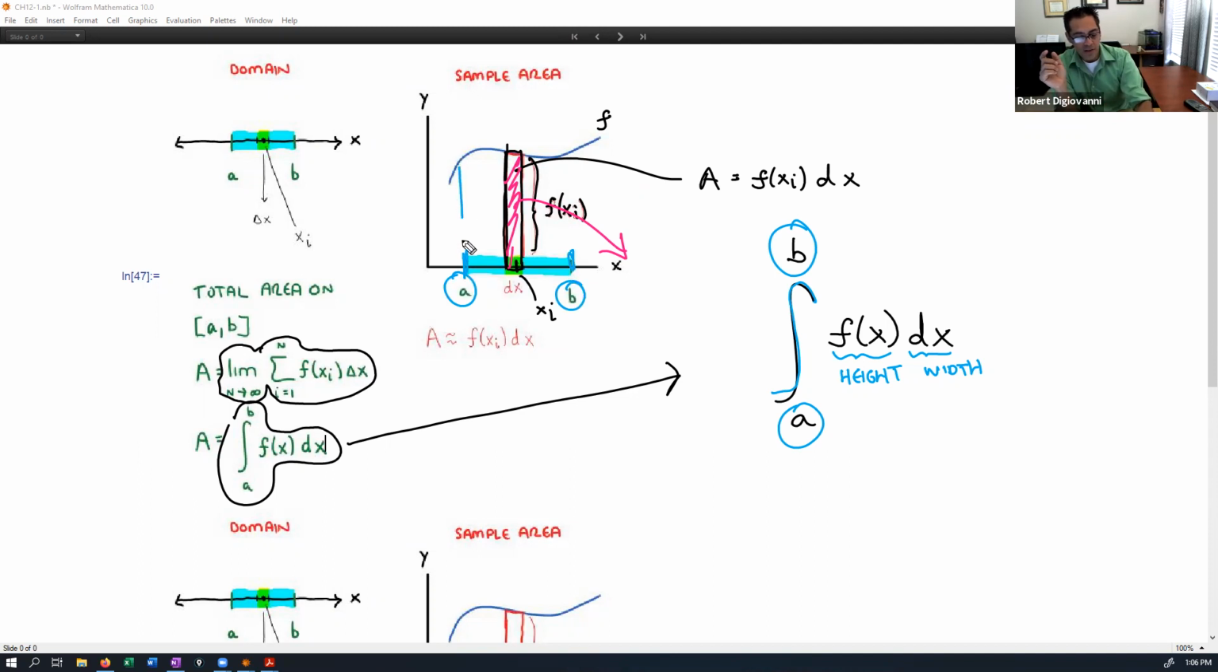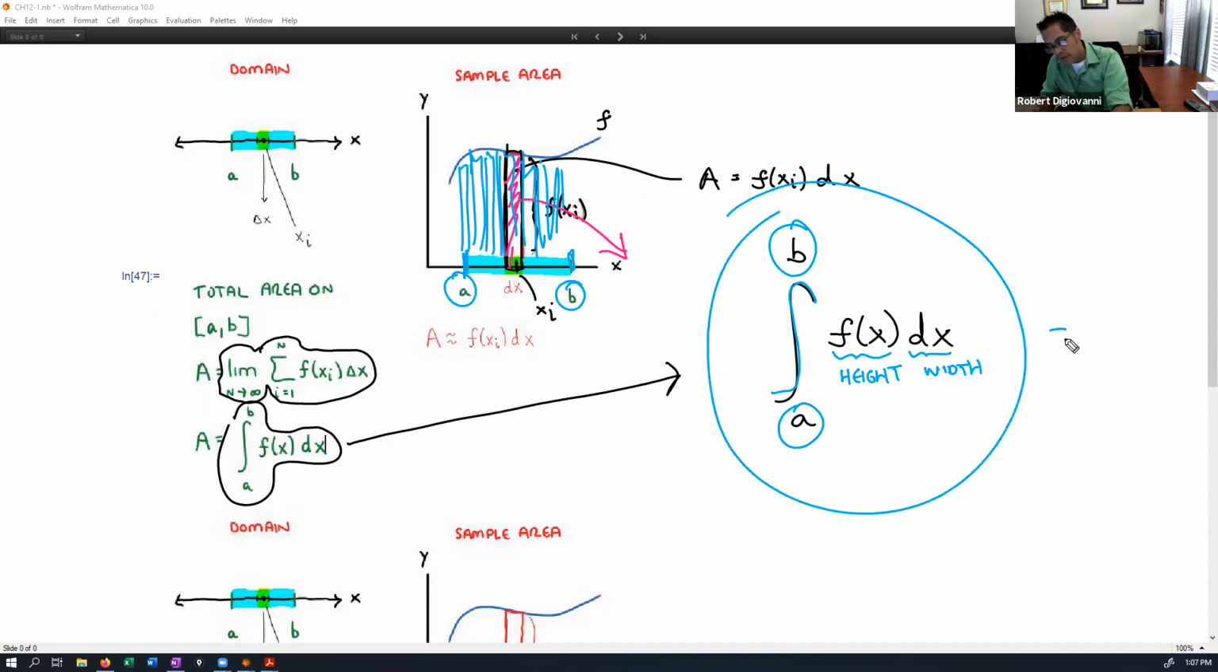It's like you're sliding rectangles across this function from a to b and adding them up as you go, an infinite number of them, and whatever this number is, that's the area. Does that make sense to everyone?